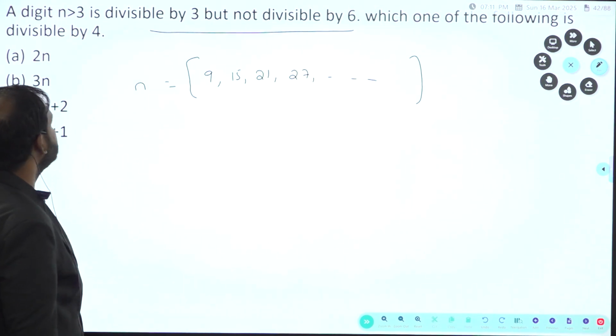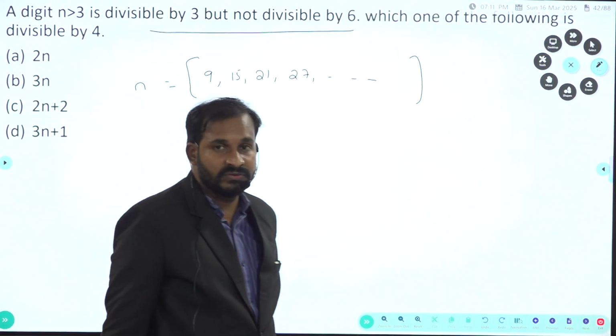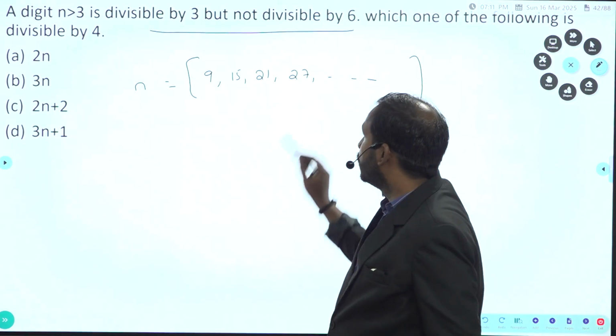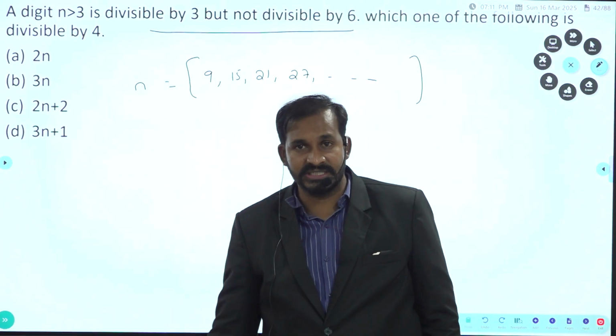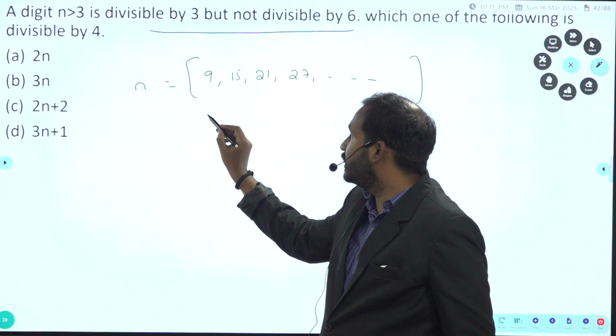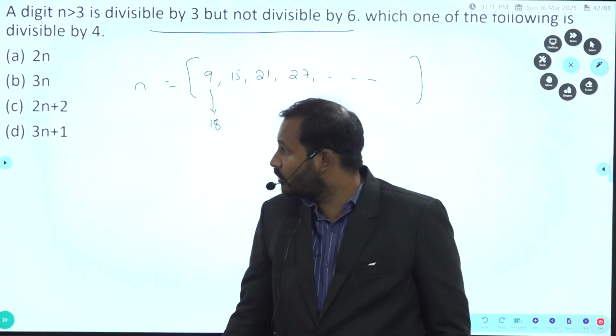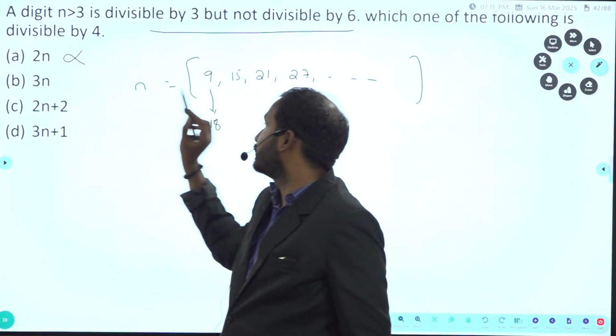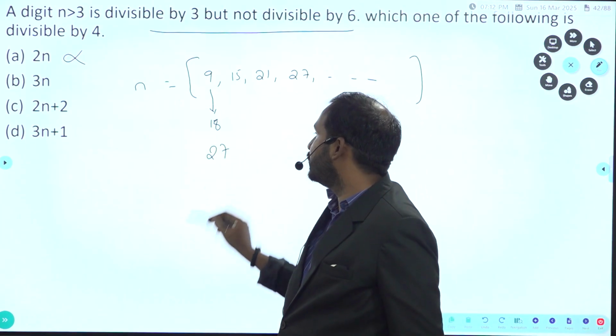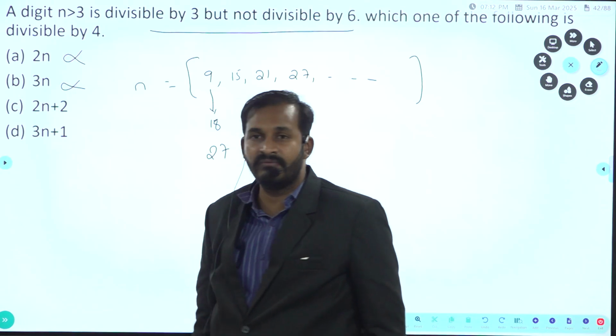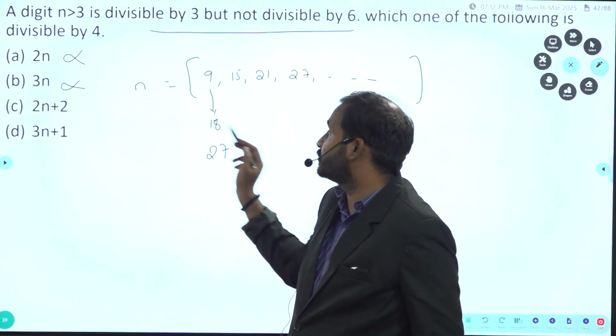Which one of the following is divisible by 4? Now I need to check which one of these expressions satisfies this. 2n. 2n means, I will take the first one, 18. Is 18 divisible by 4? No. So this is gone. 3n means 9 times 3, 27. Is that divisible by 4? No. Next, 2n plus 2.